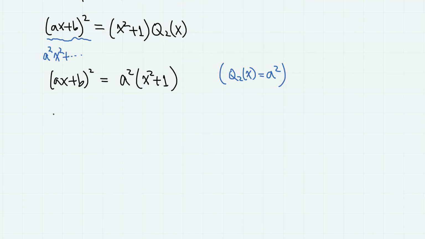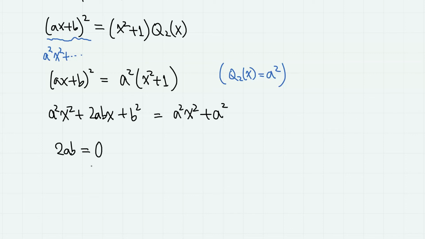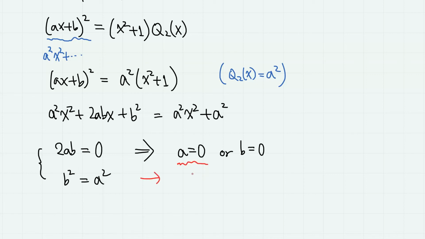Expanding both sides gives a squared x squared plus 2abx plus b squared equals a squared x squared plus a squared. If we compare the coefficient of x, we have 2ab equals 0. And if we compare the constant terms, we have b squared equals a squared. Here, this first equation means either a is 0 or b is 0. But if a equals 0, then this second equation gives b equals 0. And if b equals 0, then the second equation gives a equals 0. So either way, we have both a and b are 0.